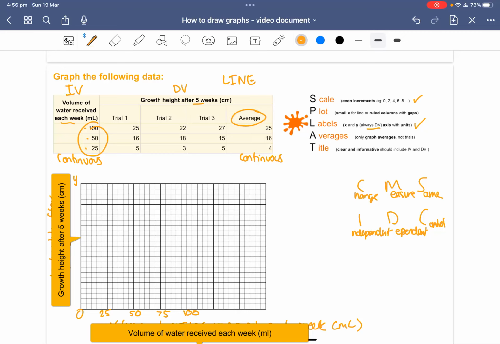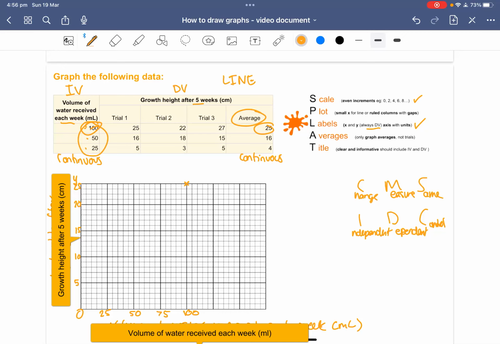Then what I'm going to do on this axis for the growth height, I need to get to 25 as well. So I might go every 5 boxes is worth, if I go 5, let's see if that works. 5, 10, 15, 20, 25. Works perfectly. Okay? So then what I'm going to do now is plot my data. So when my plant was receiving 100 mils of water, so here, its average was 25 for the growth height. So let's go to 100 and then go up to 25 and draw a small x.